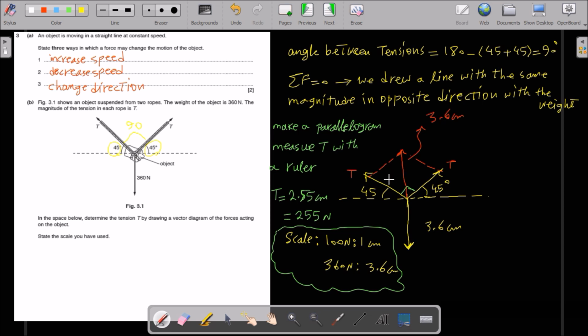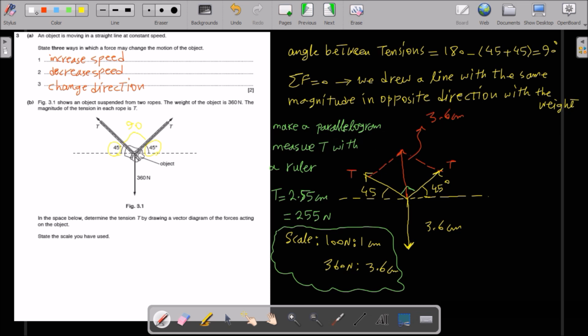Then you can make a parallelogram, and when you measure T by ruler, you will get 2.55 centimeter, which is 255 Newton, because if you convert in your scale, 100 Newton is 1 centimeter, that's why 2.55 centimeter will be 255 Newton. This is one way to do this question.